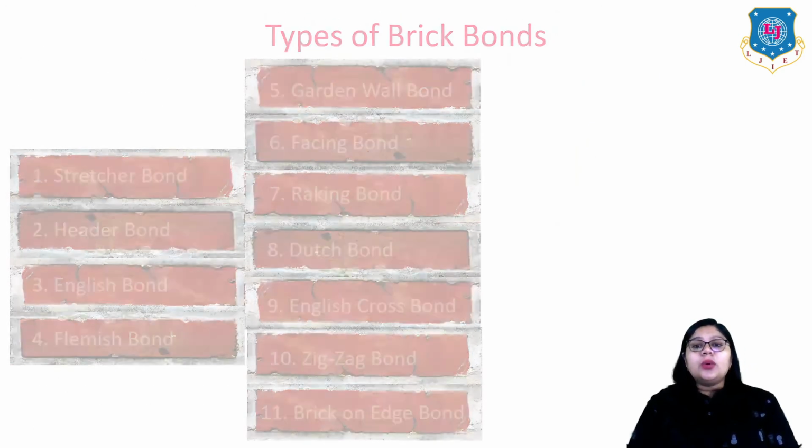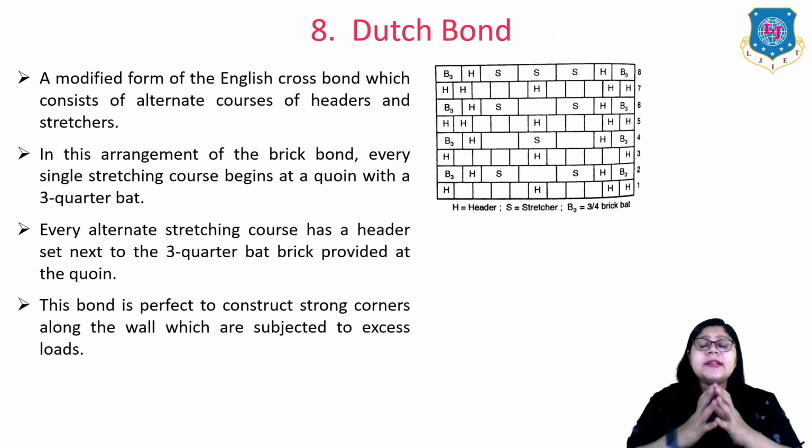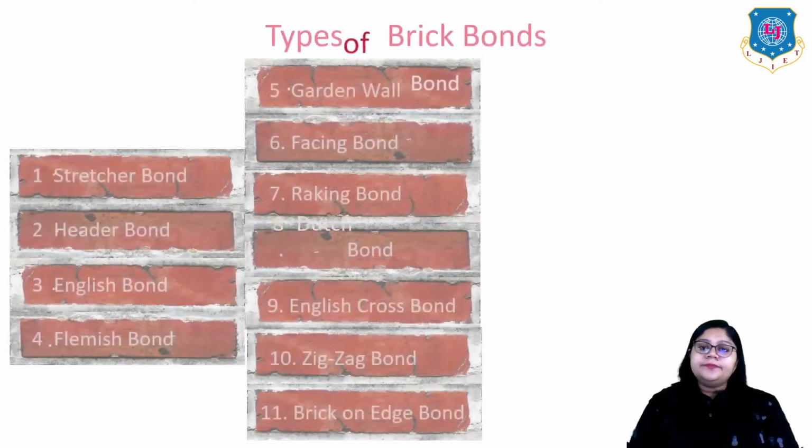Now let us move to the eighth one, which is Dutch bond. A modified form of the English bond, which consists of alternate courses of headers and stretchers, is known as the Dutch bond. In this arrangement of brick bond, every stretching course begins at a quoin with a 3/4 brick, as shown in this figure. Every alternate stretching course has a header set next to the 3/4 brick provided at the quoin. This bond is perfect to construct strong corners along walls which are subjected to excess loads. So that is the concept of Dutch bond.